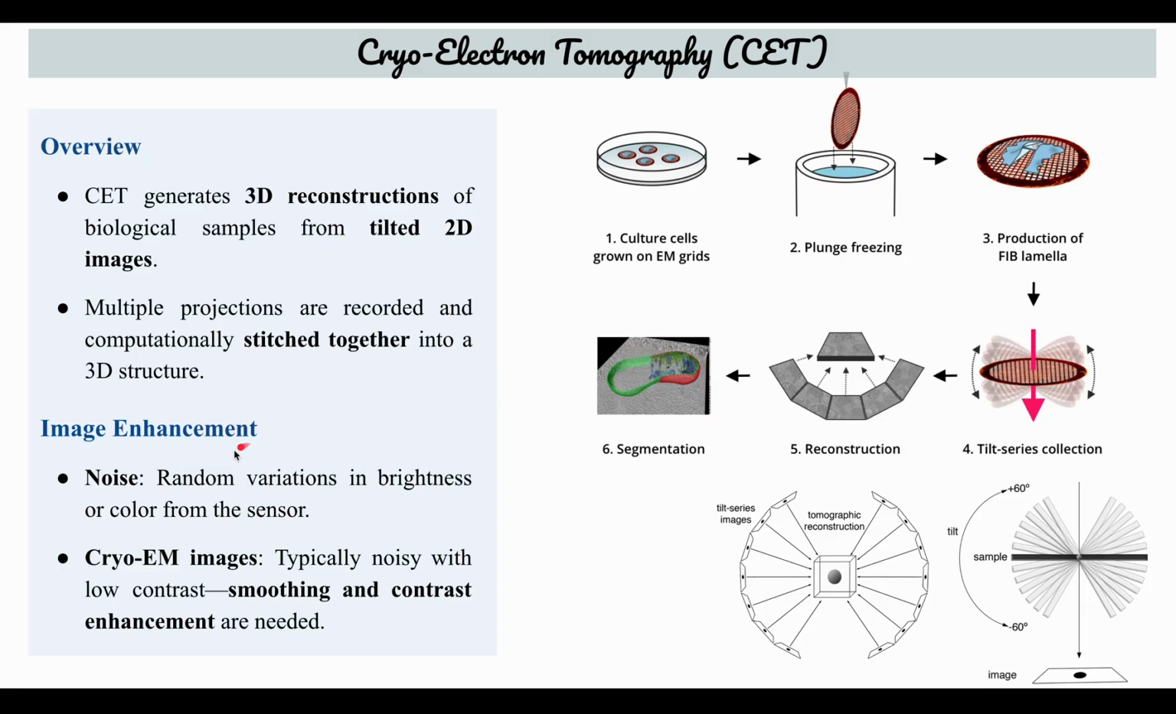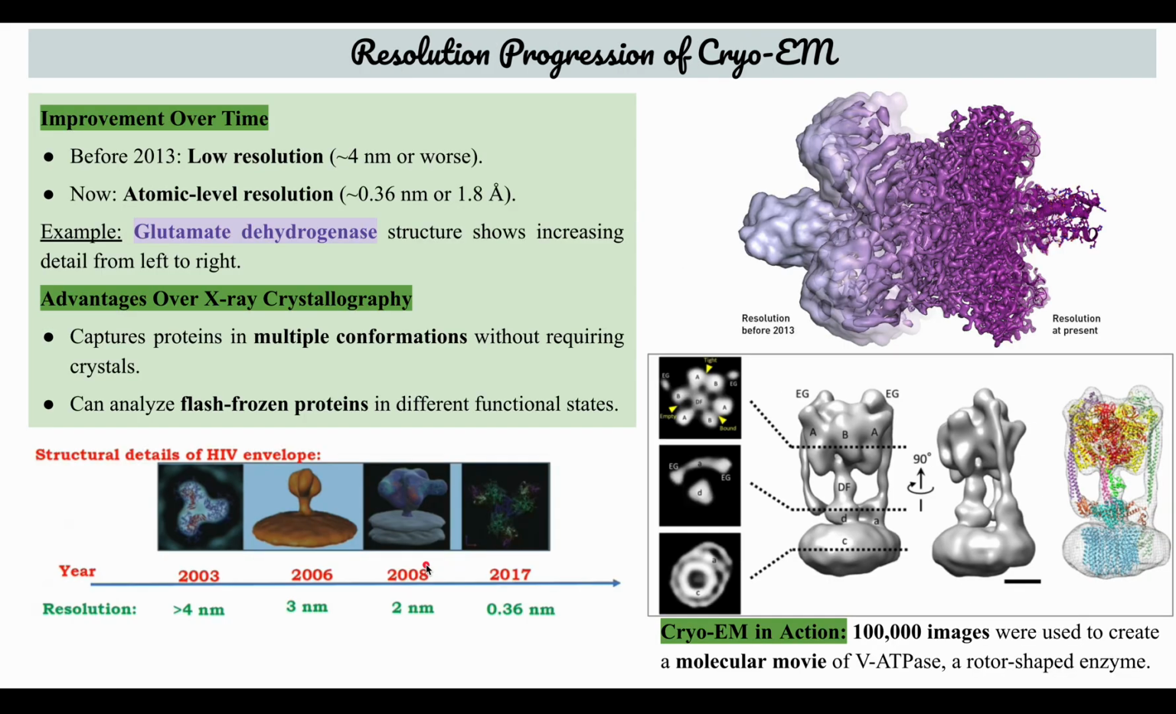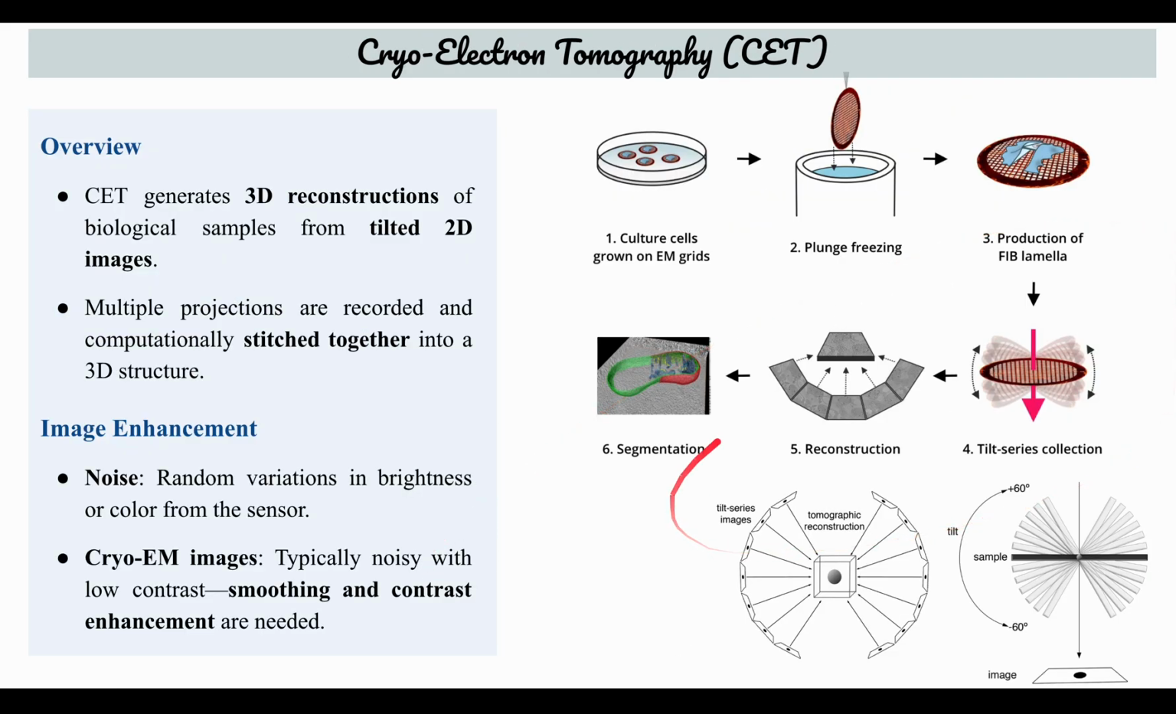Now, image enhancement. Due to random variation in brightness or color from the sensor, there might be some noise. So a cryo-EM image is typically noisy with low contrast. So we need to perform smoothing and contrast enhancement of those images, which can be done using this tilt series collection. If more and more tilt angles are taken into consideration, then it will give us a smooth image in which the contrast will be high. So this is a kind of enhancement technique.